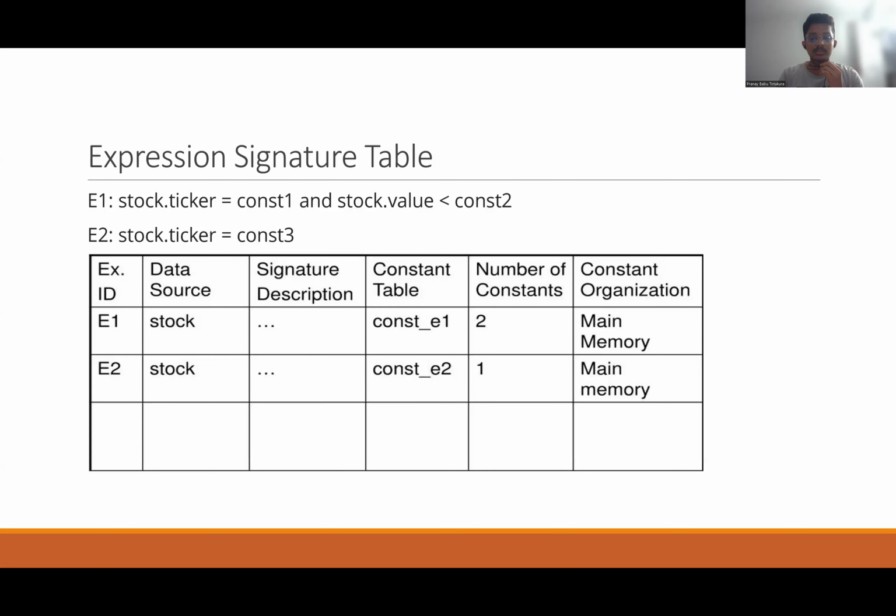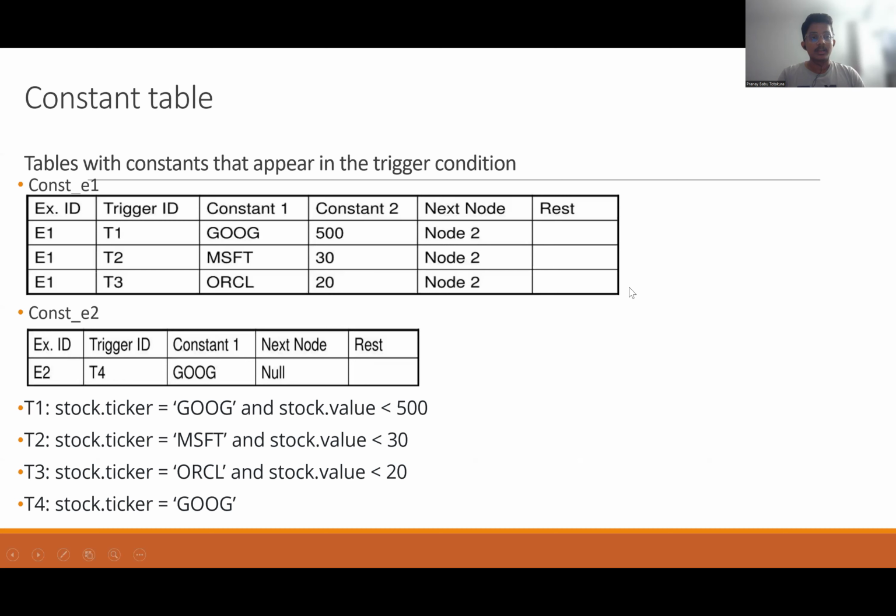The number of constants used in the E1 table is 2, and the number of constants used in the E2 table is 1. Both of the constant tables are stored in the main memory. Now coming to the constant tables used in the stock ticker tables, they are const E1 and const E2.